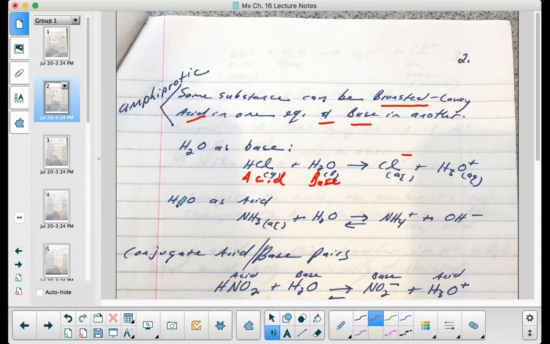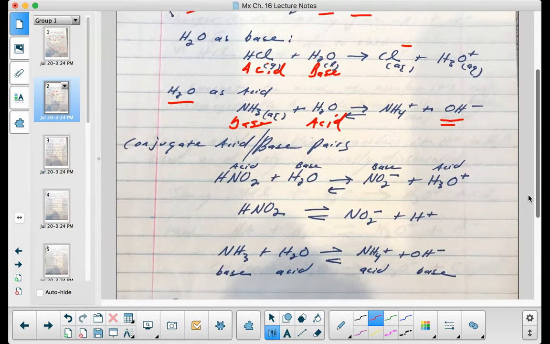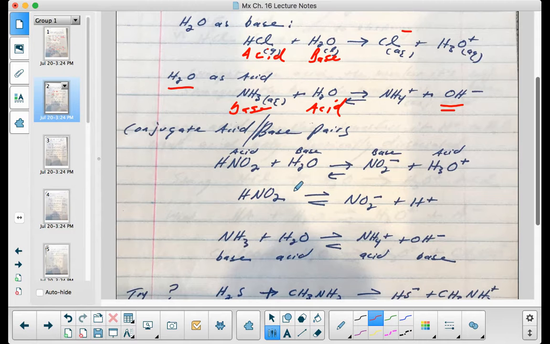And then here's H2O behaving as an acid according to the Bronsted-Lowry, because the acid will donate a hydrogen ion. So here's what happens in this scenario. The ammonia acts like a base, the water acts like an acid, and that's how we end up with the hydroxide ion in solution. And so we call these conjugate acid-base pairs.